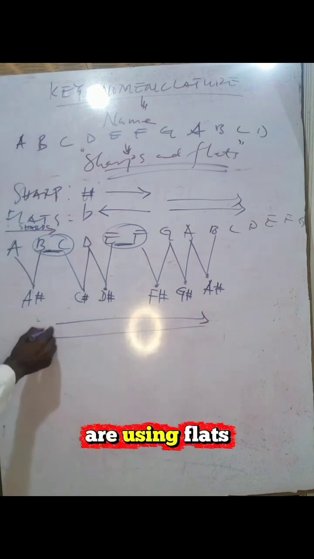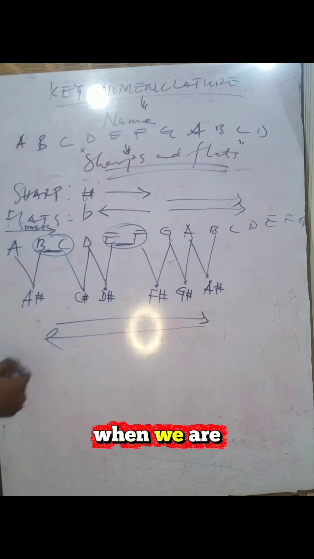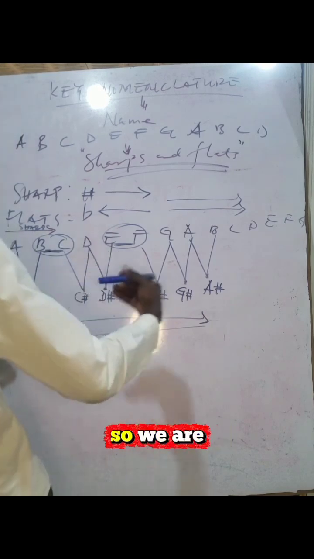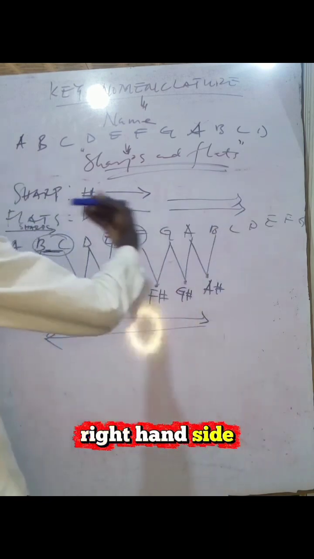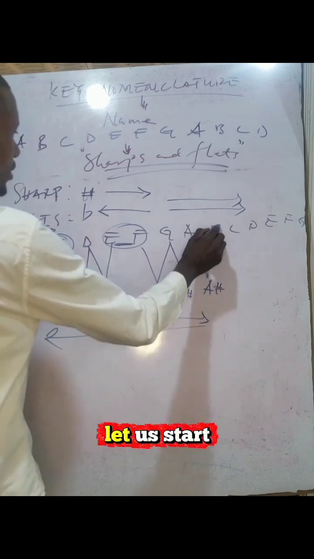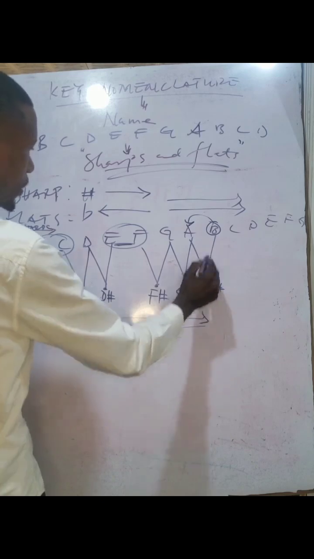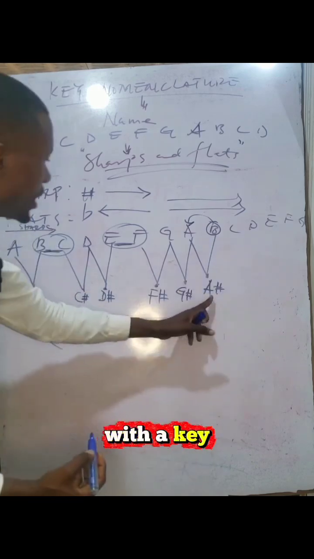Now when we are using flats, how do we name this key? So we are lowering. So we are moving from our right hand side to the left hand side. We want to name this key. So between B, let us start from here. Between B and A, we said there is a key here. So what name will the key here be?